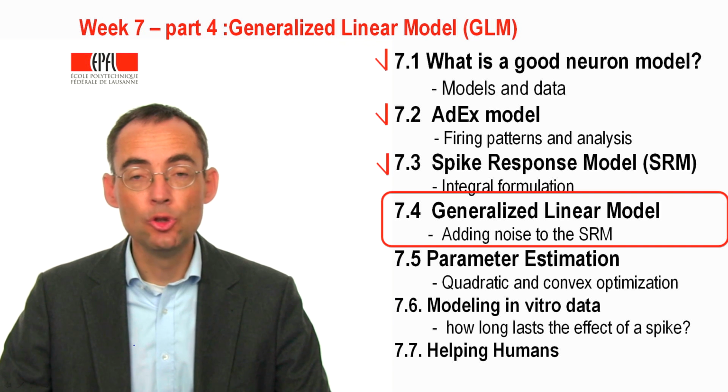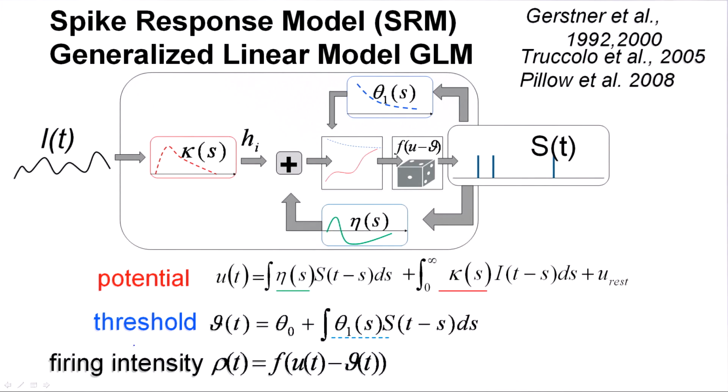Now let's add noise. So we have the same filter description as before. Input is filtered by some filter called kappa. Output is filtered and fed back in two ways. There is a refractory filter, eta of s, accounting for refractoriness and adaptation via modulation of the membrane potential. And then there is a threshold contribution, a threshold filter, theta 1, accounting for an increased threshold immediately after a spike. The only difference is here.